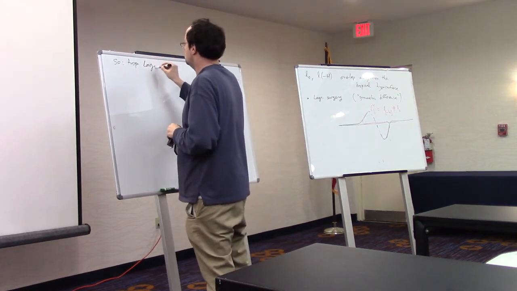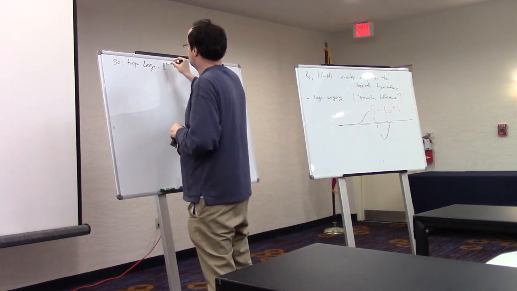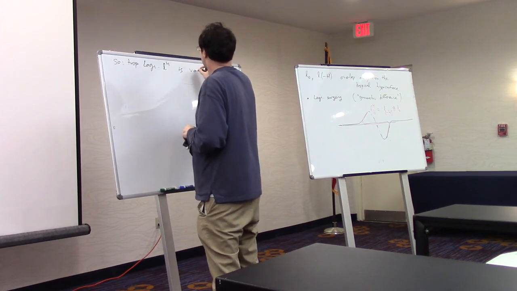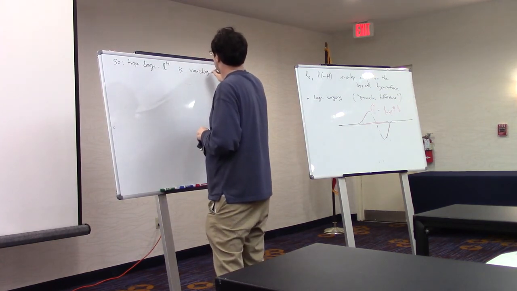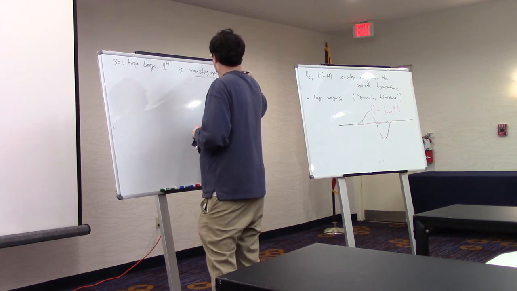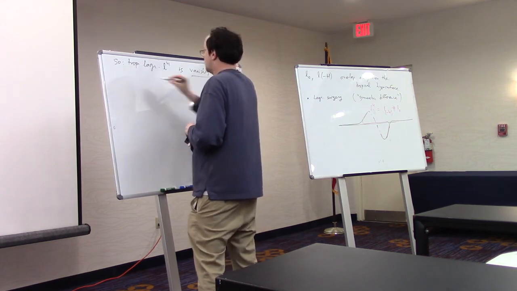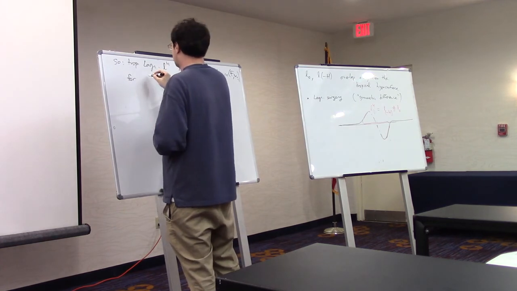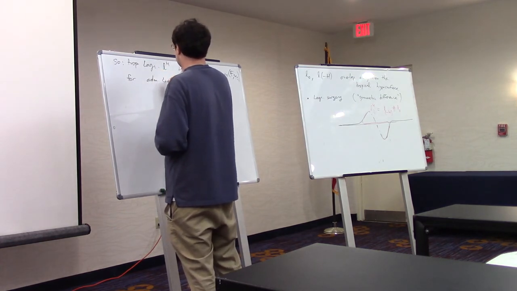So the tropical Lagrangian, so H is a vanishing cycle in the smooth fiber F for the admissible Lagrangian.